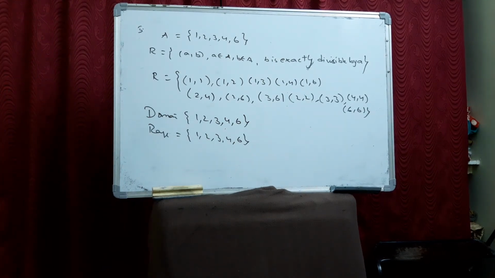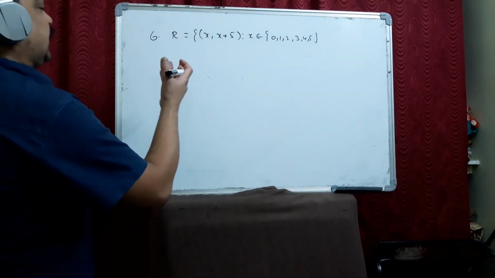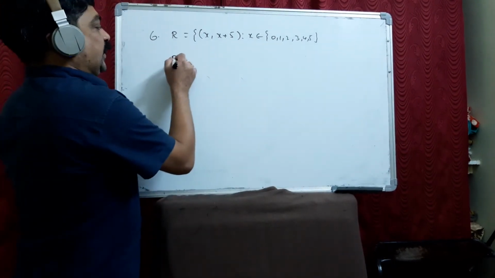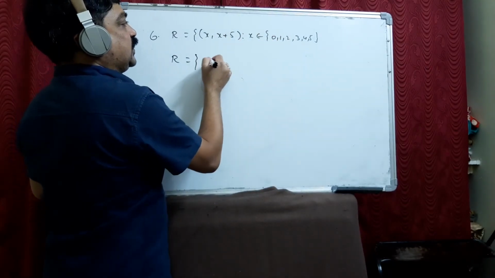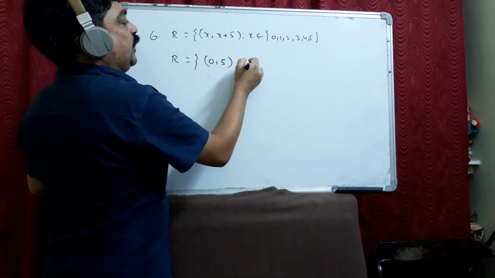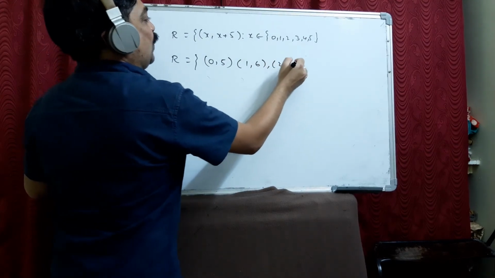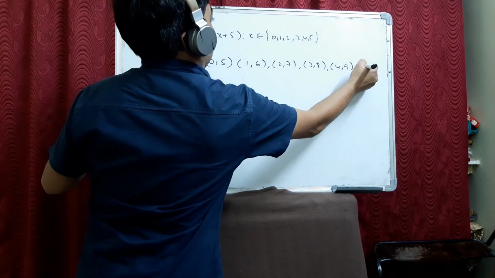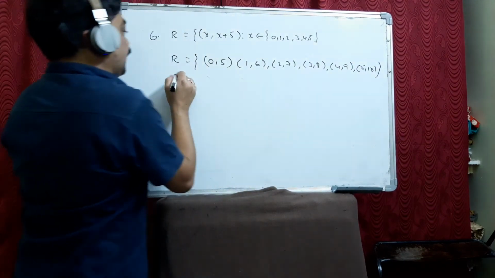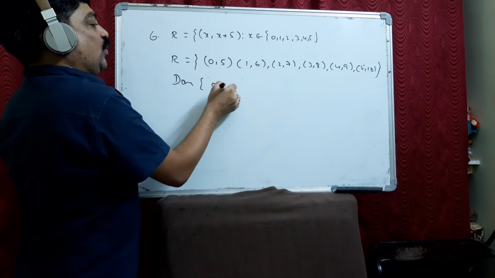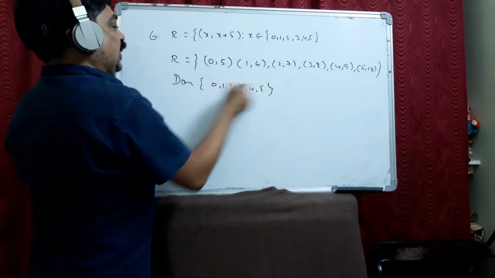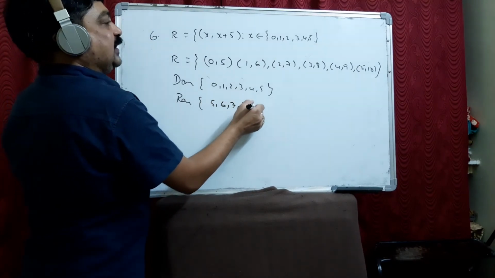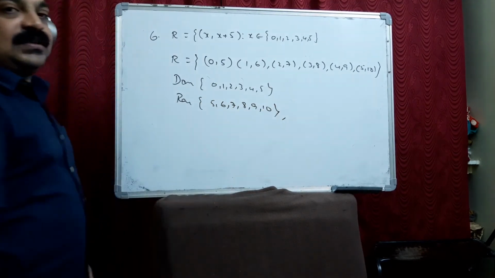So here a set is given in set-builder form, and we are asked to convert it into roster form. The x values are given directly: (0, 5), (1, 6), (2, 7), (3, 8), (4, 9), (5, 10). So what is the domain? Domain will be 0, 1, 2, 3, 4, 5, all the elements. What is the range? 5, 6, 7, 8, 9, 10 is the range.